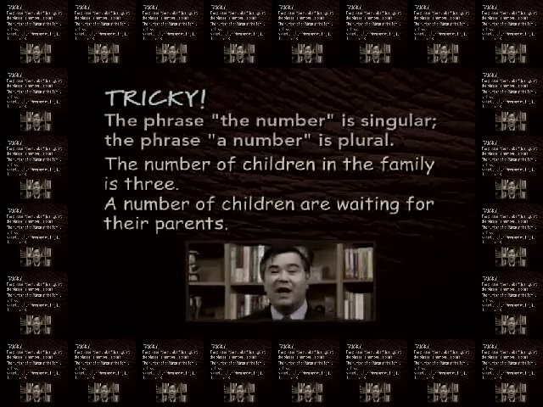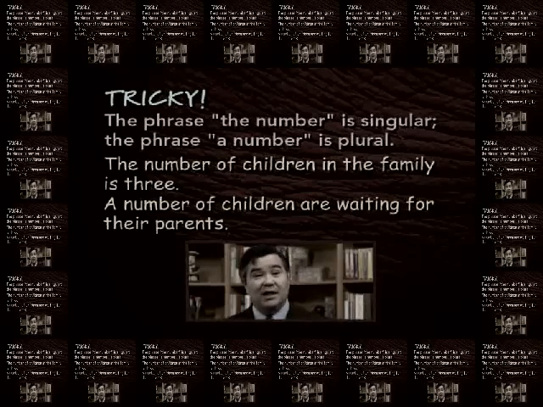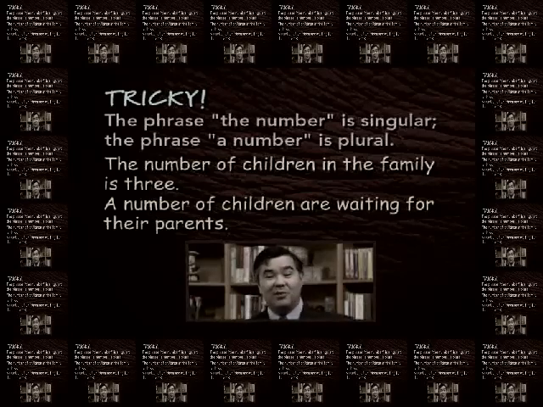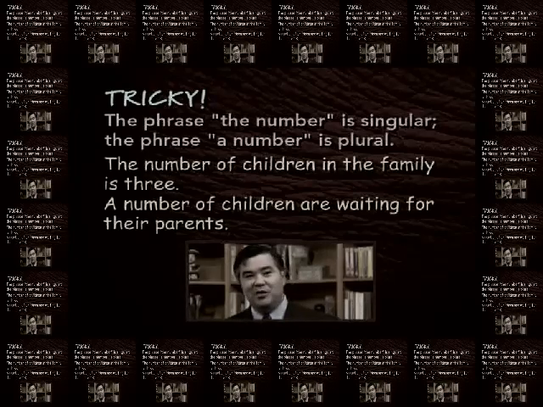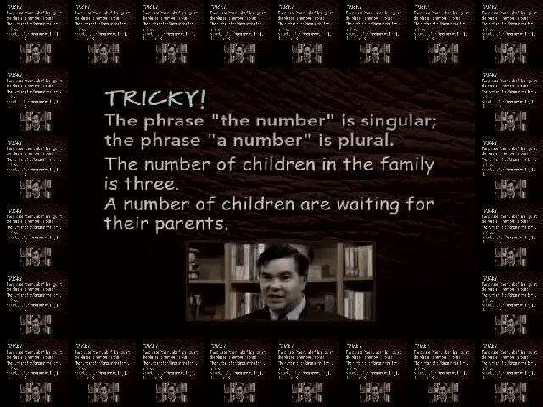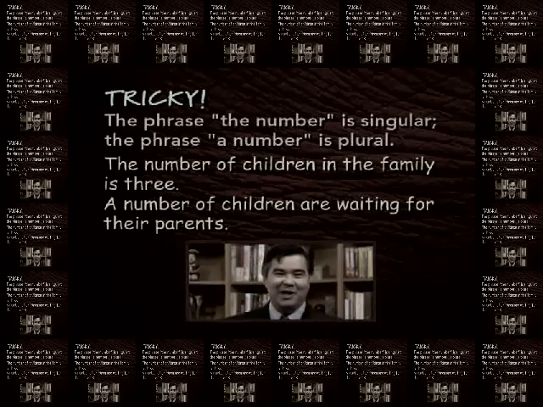But in this context, what the phrase "a number of children" is referring to is several children, more than one child, 3, 4, 5 children. That's what we mean when we say "a number of children." So in this case, the subject of the verb is really plural, and that's why the plural verb "are waiting" has been used. The basic rule that's easy to remember is the number is singular, a number is plural.